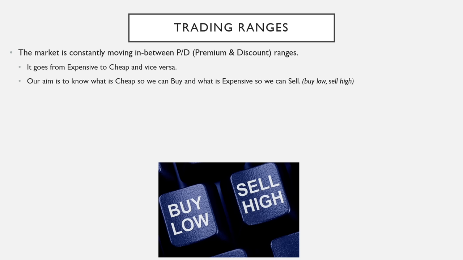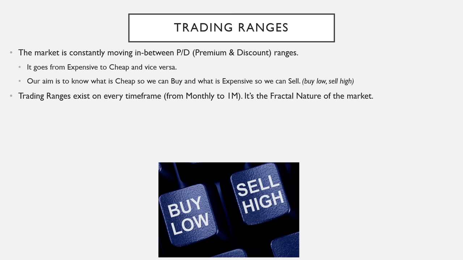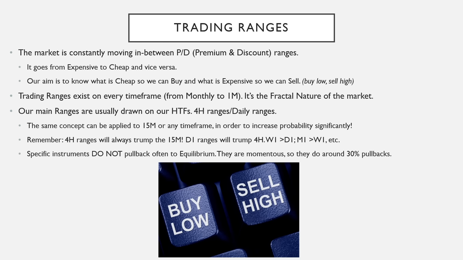Of course, you can do it with indicators, oversold, overbought. But again, to me, price is what is going to tell you if it's cheap or it's expensive. Trading ranges exist on every time frame, from the monthly to the 1 minute. It's the fractal nature of the market, right? And everything that happens on one time frame, the same thing is going to happen on another one, right? Again, as I keep saying, you really have to get clear on what are your time frames. So where are you going to be drawing the ranges? Okay, what I usually do is I do 4-hourly ranges absolutely always.